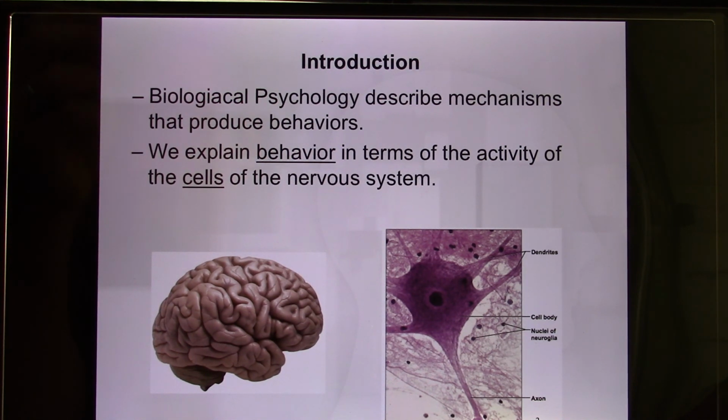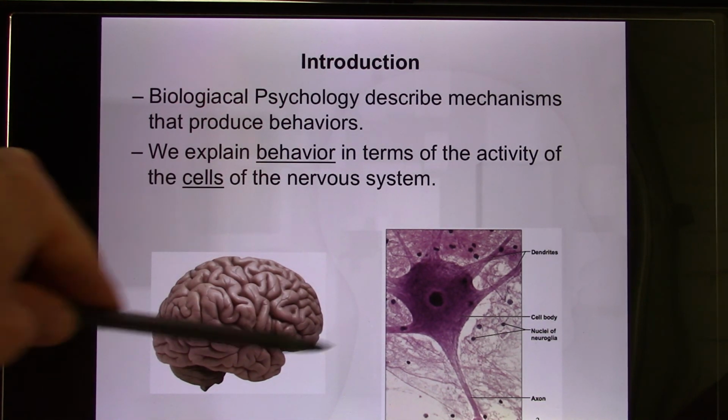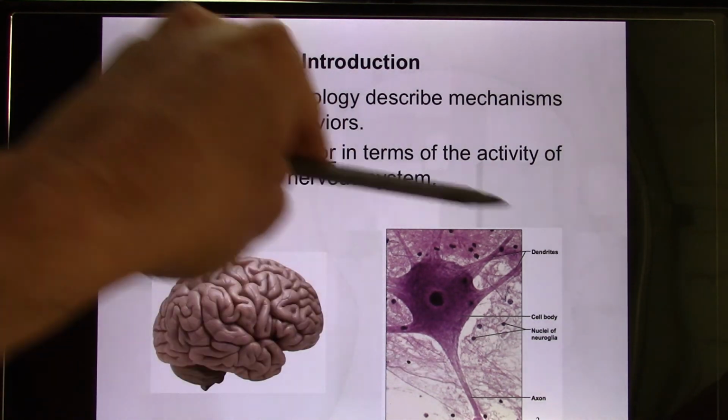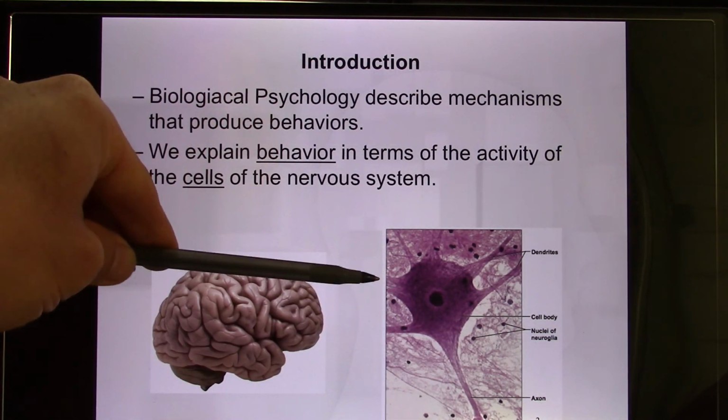So in biological psychology, we use the biological evidence to explain the behavior. So of course, we're going to spend a lot of time talking about this, our biggest machine. So far, we know very little about the brain. It will take another century to fully understand it. And today's lecture will focus on the cell. The cell, that's the neuron.